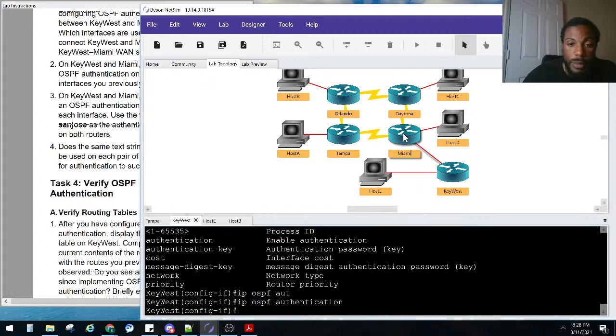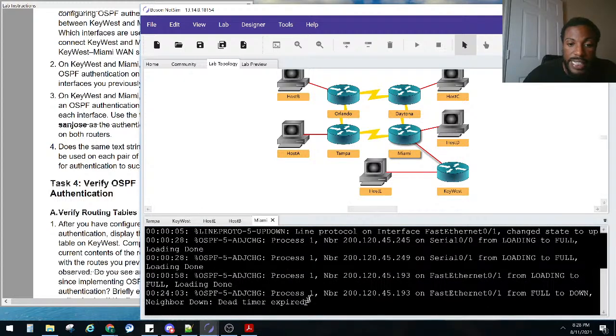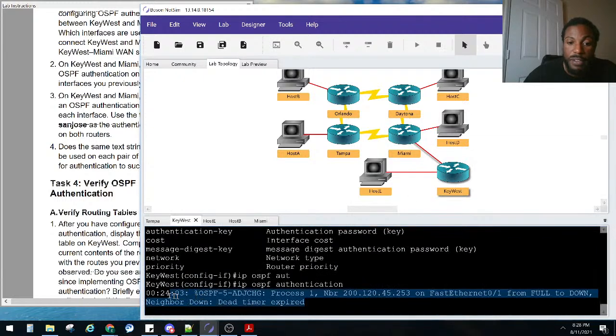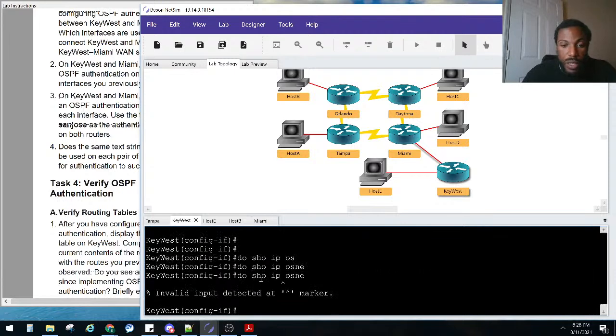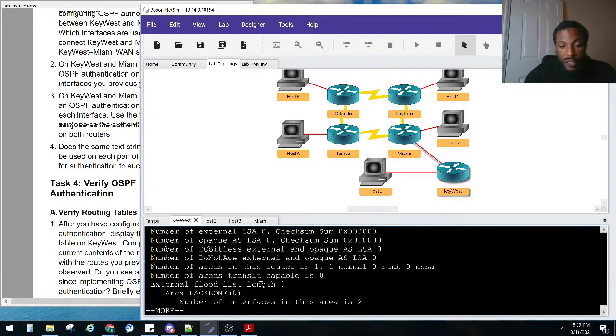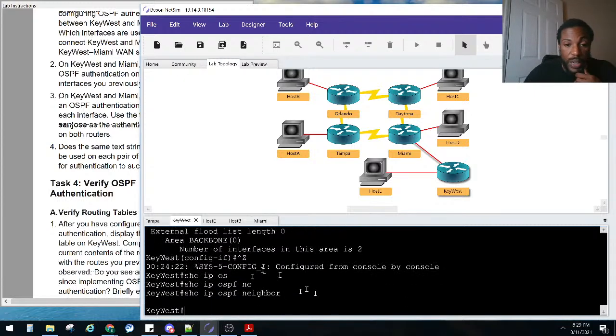So Key West, let's go to Miami real quick. And now, see, dead timer expired. So now he's no longer an OSPF neighbor with Key West. So we go back to Key West. Now he has the dead timer expired. We do a show IP OSPF. Let's do a show IP OSPF neighbor. Show IP OSPF neighbor. And we don't have any more neighbors, right?